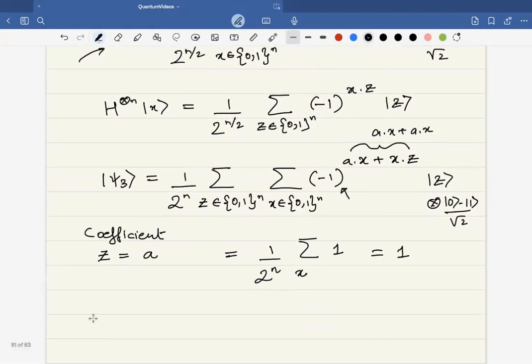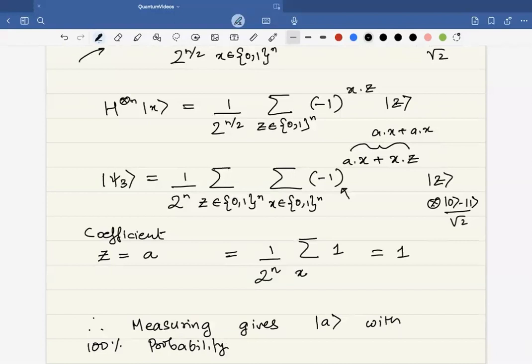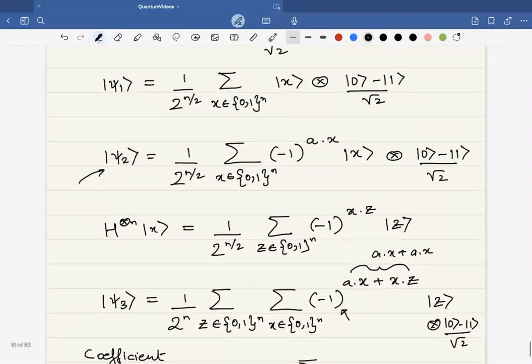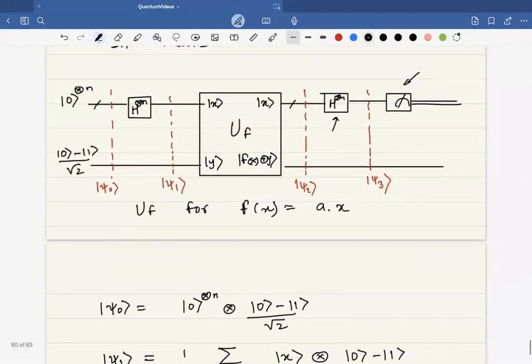So measuring gives a with 100% probability. Therefore, with only one call to this black box function, you have determined the secret string a. And notice that the circuit is exactly the same as the Deutsch-Jozsa circuit. So that is the Bernstein Vazirani algorithm.